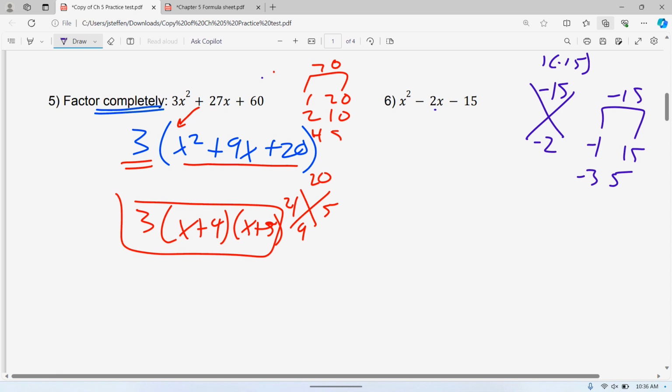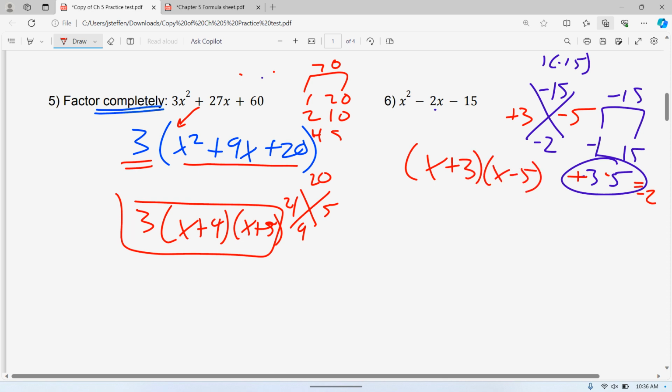So again, same thing as before. These 2 add up to be positive 2. So change both of our signs. Change that to a plus, change that to a minus. Now they do add up to be negative 2. So positive 3, negative 5. And again, this is a great place to check your work. 3 times negative 5 is negative 15. 3 plus negative 5 is negative 2. So we end up with x plus 3 and x minus 5.